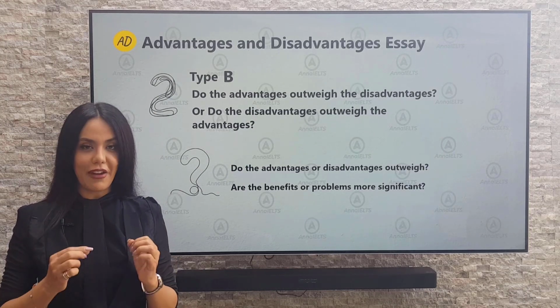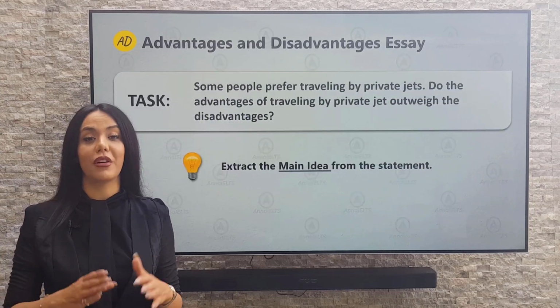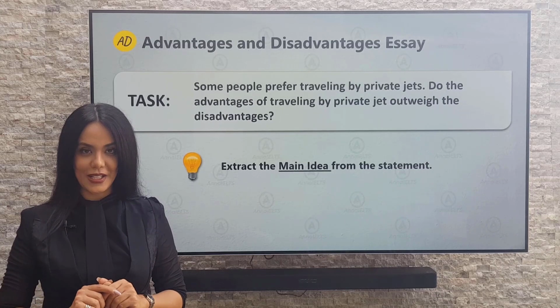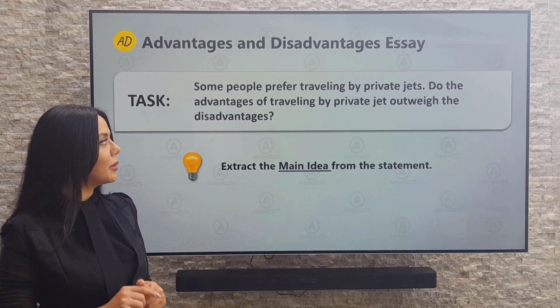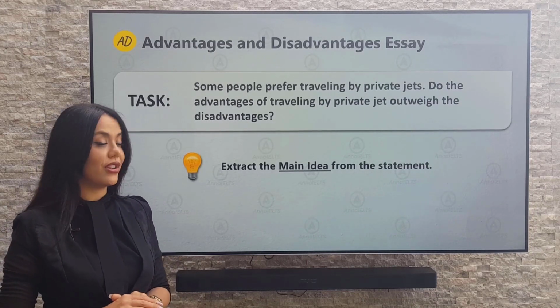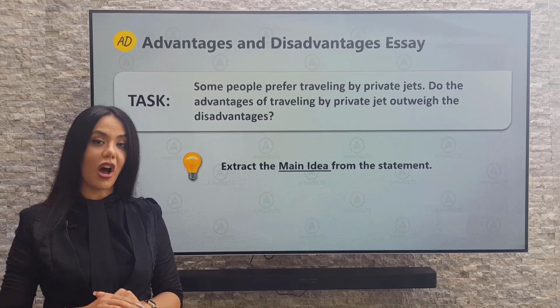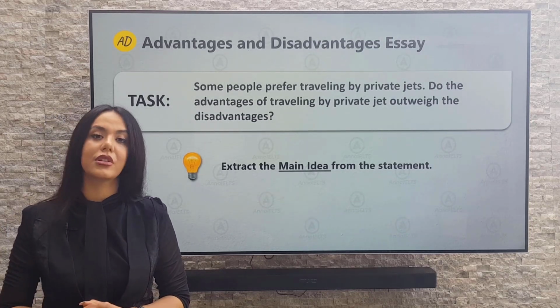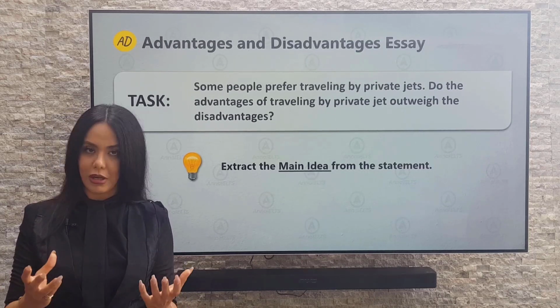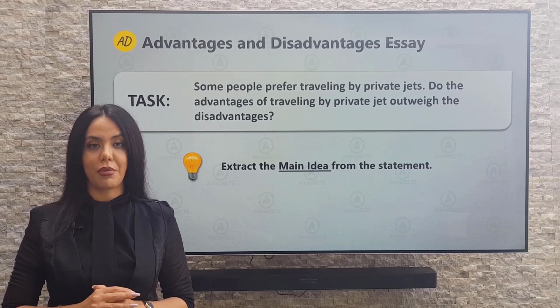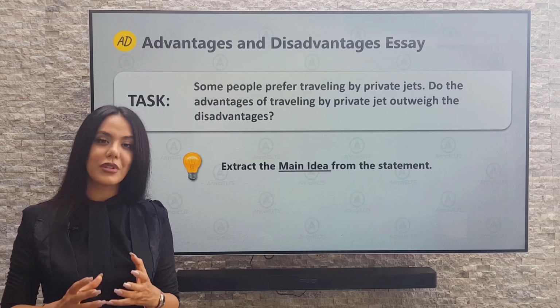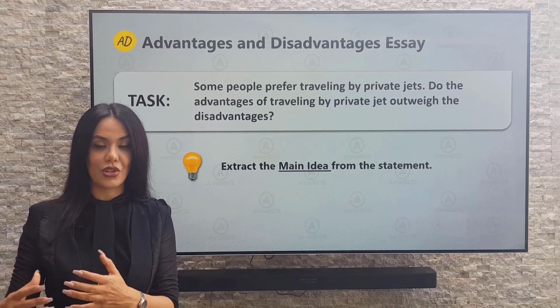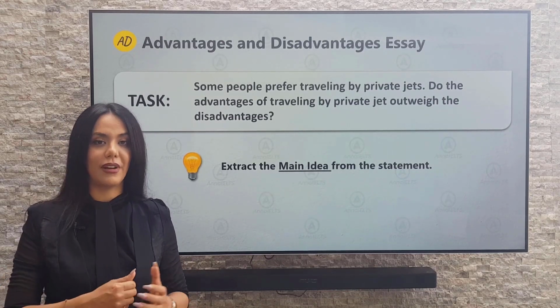Let's see a very famous example of type B advantages and disadvantages questions. Some people prefer traveling by private jets. Do the advantages of traveling by private jets outweigh the disadvantages? As you can see, there's one main idea, traveling by private jet. So you have to say whether the advantages are more significant or the disadvantages.